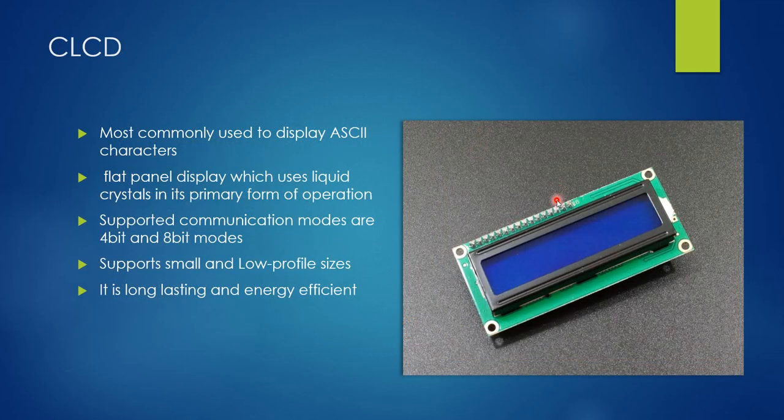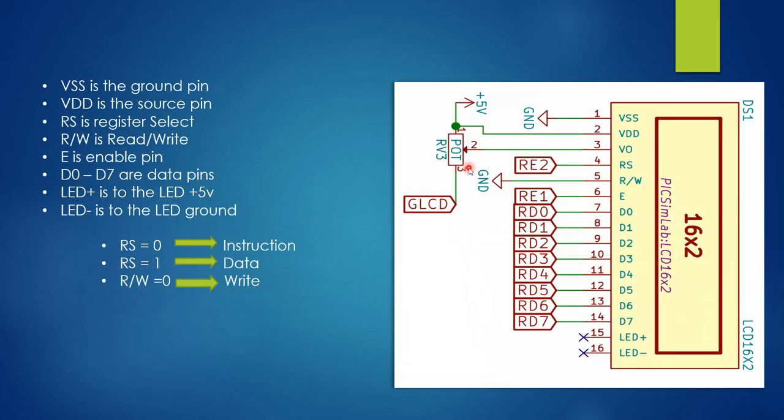Next, about the CLCD display. Here we are using a 16 by 4 CLCD display, and it's used for displaying ASCII characters. It supports both 8-bit and 4-bit modes. So in this project we are going with the 4-bit mode, as we had to implement the matrix keypad also. And this is the pinout of how to connect the CLCD display with the PICSimLab.